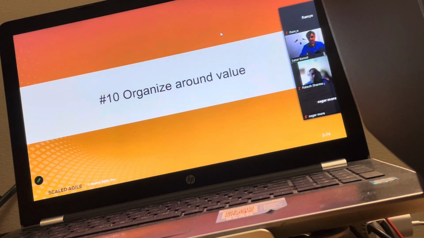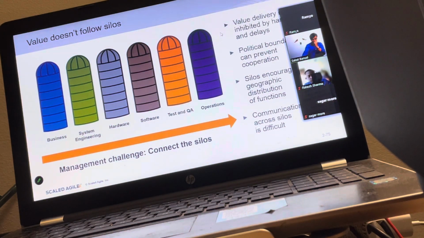Good. Organize around value. So this principle is saying, in simple words, create self-organizing teams. Yeah, and create cross-functionality, which means the team should be able to do everything that is needed in order to deliver a product. The whole development value stream should be part of the team.